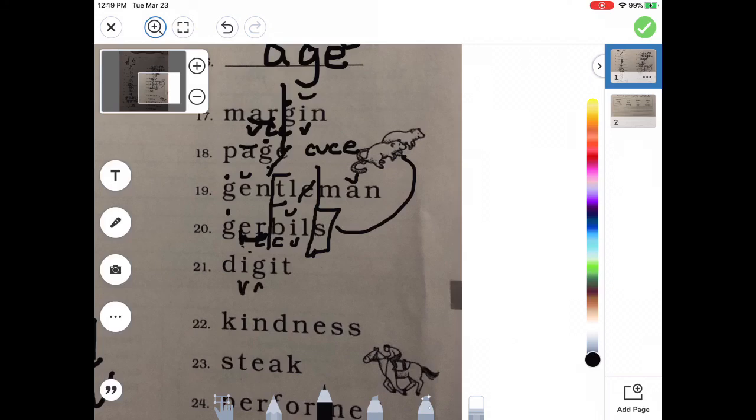Okay, I've got that vowel, consonant, vowel pattern, and then I usually break it apart after the first vowel and make it long. So digit. Does digit sound right? No, so let's move where we broke it apart. We're going to break it apart after the G now, and so that's going to be a short I. So didge, it, digit. Okay, so we have margin, page, gentleman, gerbils, and digit.